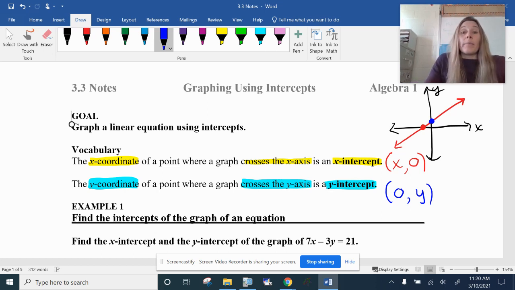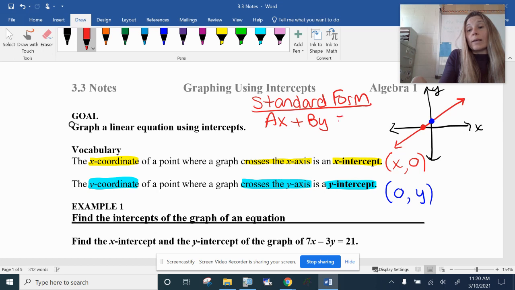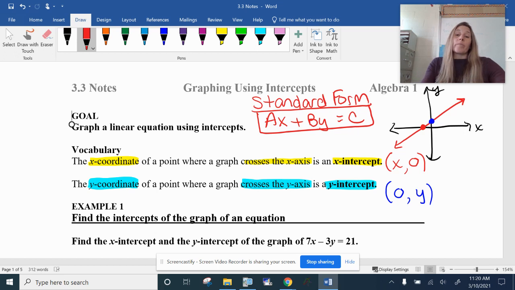Now, the good thing about using this method is that we don't need to get the equation in function form or solve for y, which is usually an added step that we have to do before we actually graph or find points on the line or any of that. So in this case, if you recall, standard form is ax plus by equals c, where a, b, and c would be numbers, and a and b would not be 0.